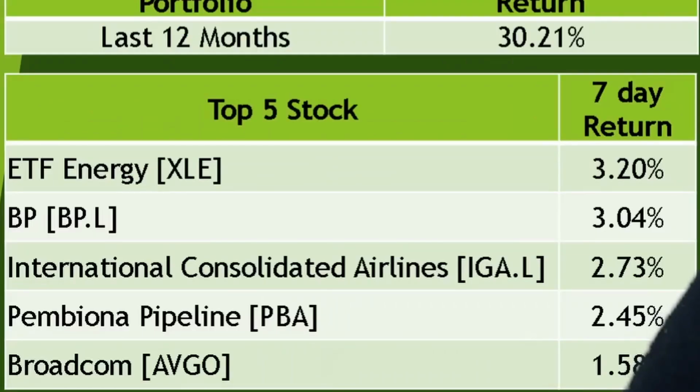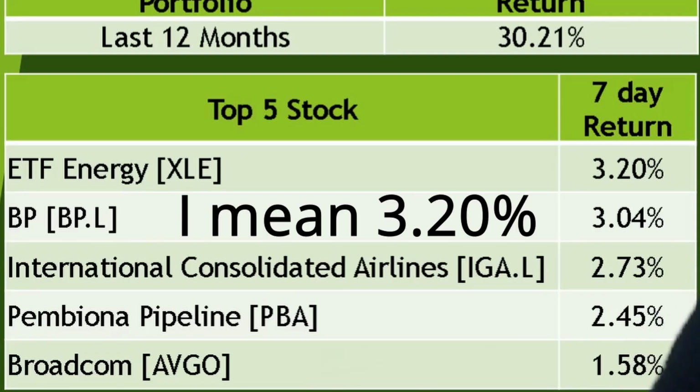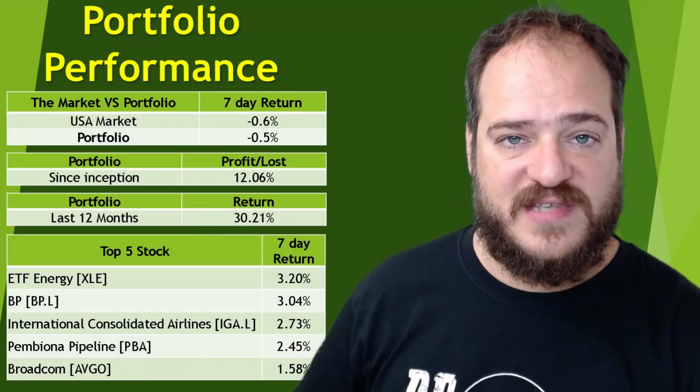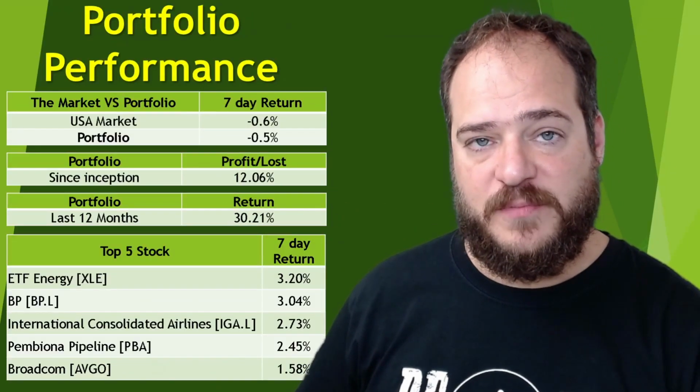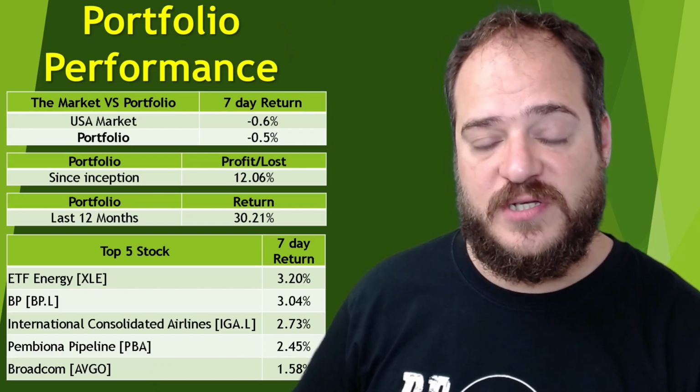In terms of the top 5 stocks, we had the ETF XLE with an increase of 7.20%, so the energy sector had an increase here. Therefore, BP, British Petroleum, as well had an increase with a 3.06%.